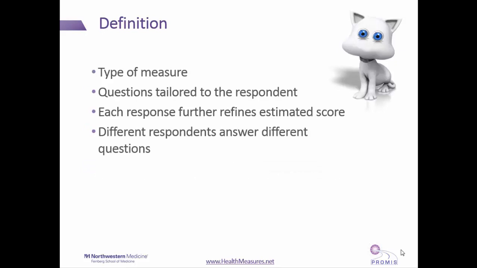A computer adaptive test, or CAT, is a type of measure in which the questions a person answers are tailored to that person. Each response is used to further refine a person's score. Unlike a fixed-length short form where everyone answers the same questions, CATs administer different questions to different respondents.